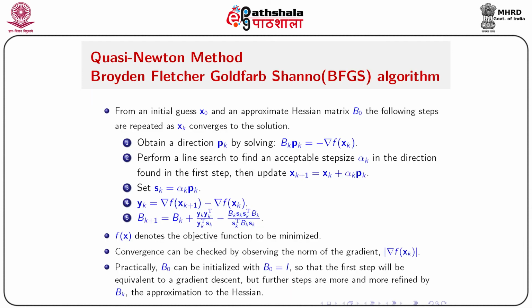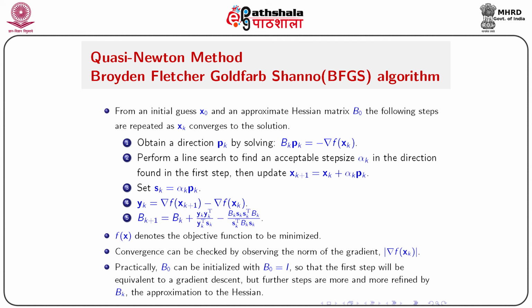Next we will move to the quasi-Newton method. The quasi-Newton method starts from an initial guess x naught and an approximate Hessian matrix B naught. The following steps are repeated until xk converges to the solution. Obtain a direction pk by solving Bk pk equals minus gradient f of xk. Perform a line search to find an acceptable step size alpha k in the direction found in the first step, then update xk plus 1 equals xk plus alpha k pk.